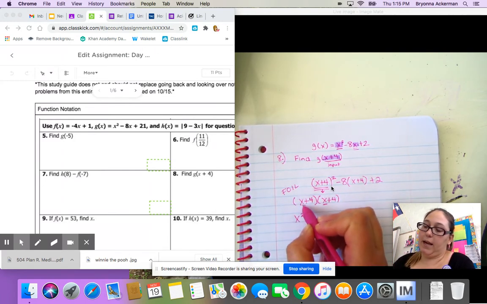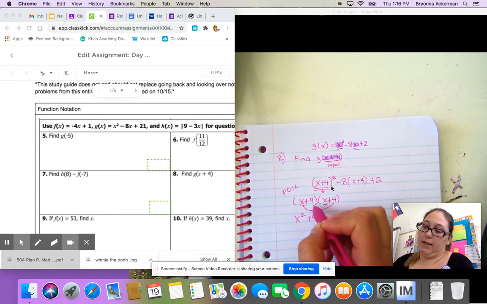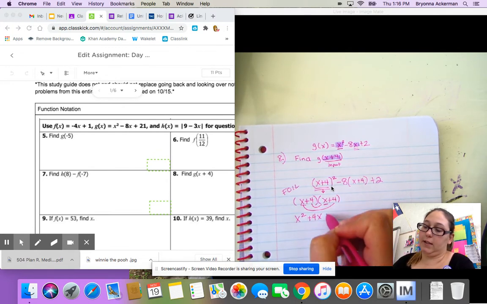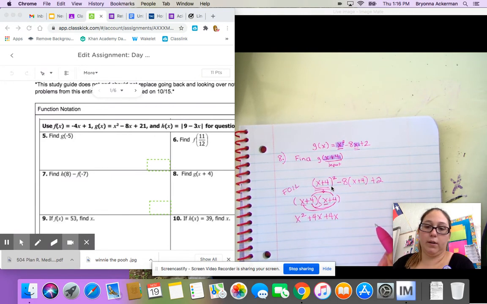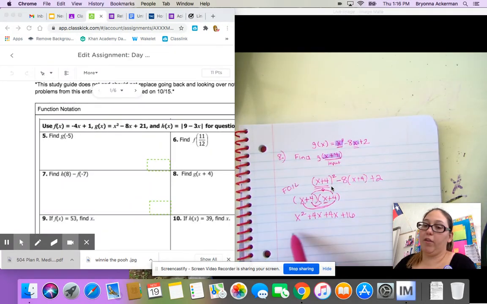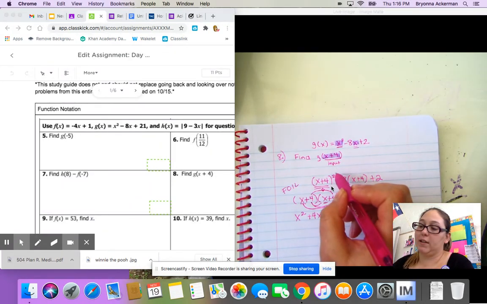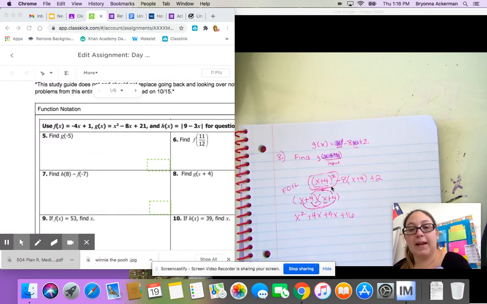And then the outside, x times 4, is 4x. The inside, 4 times x, is another 4x. And then the last 2, right here, 4 times 4, which is 16. So I get all that from just this piece right here because I had to FOIL that. I still need to keep going.